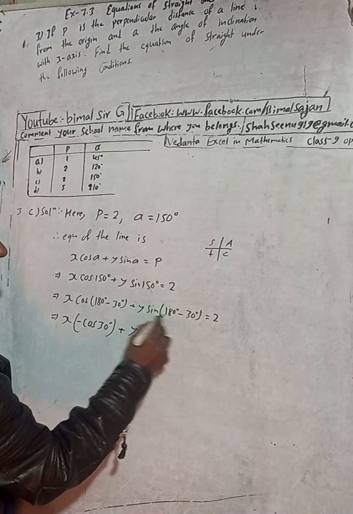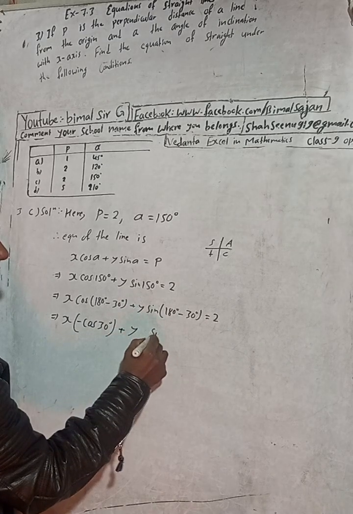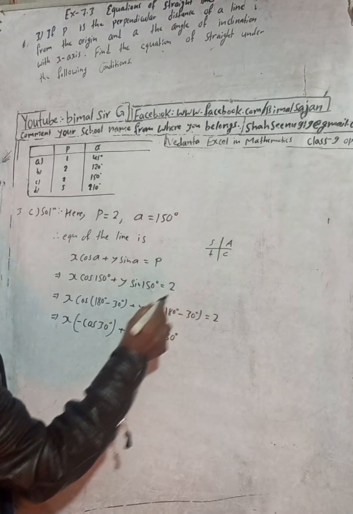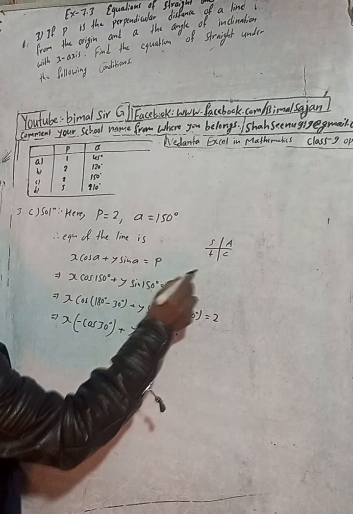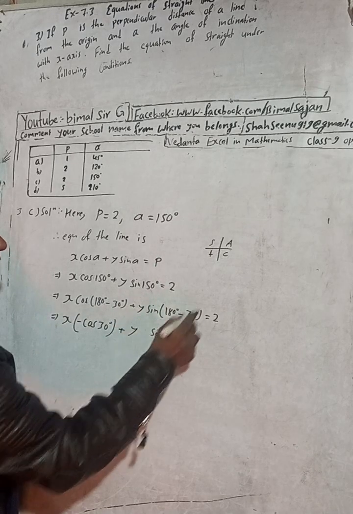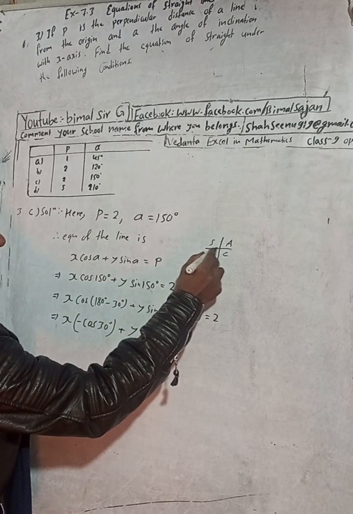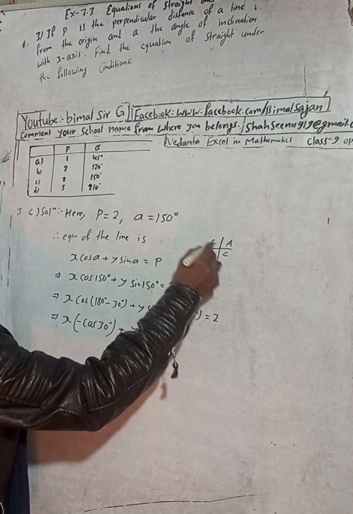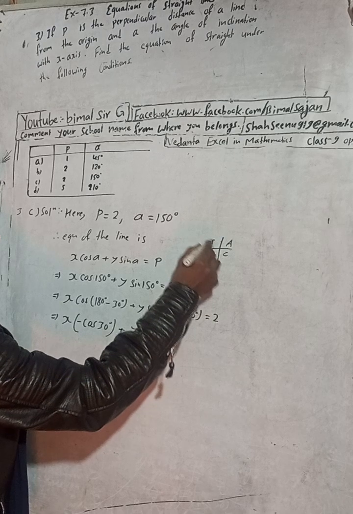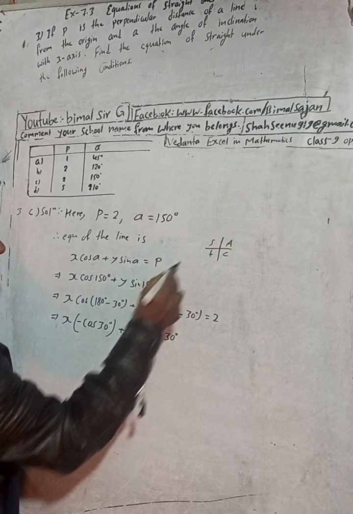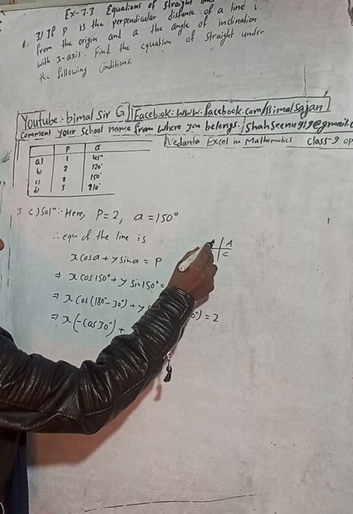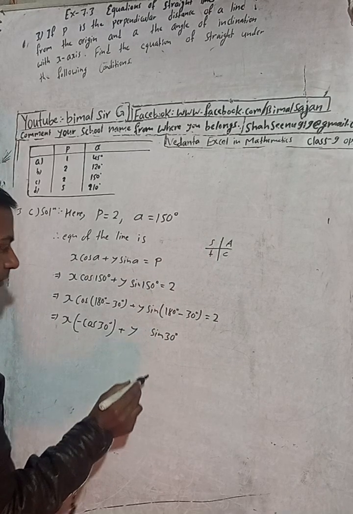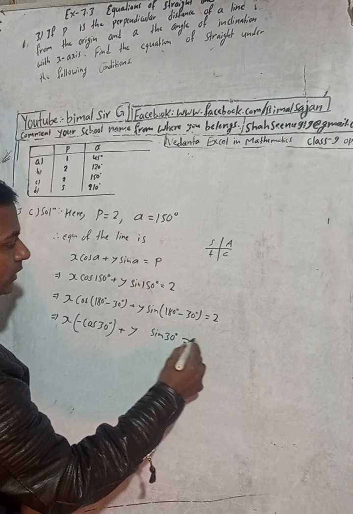Again for sine 180 degrees, sine will stay sine, with 30 degrees, and we use the CAST rule for the plus or minus. Sine of 180 minus 30 is in the second quadrant, where sine and cosec are positive, so it is a plus value only and I will not put any sign. Now this is equal to 2 as it is.